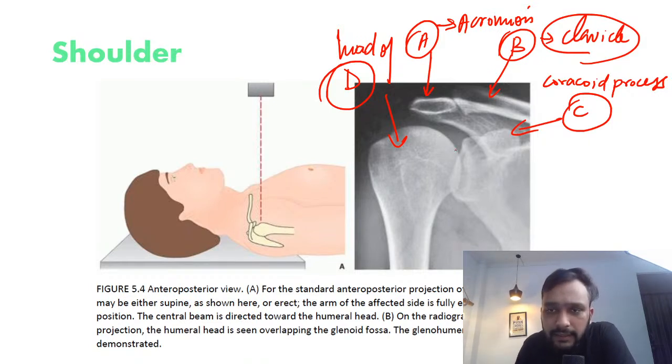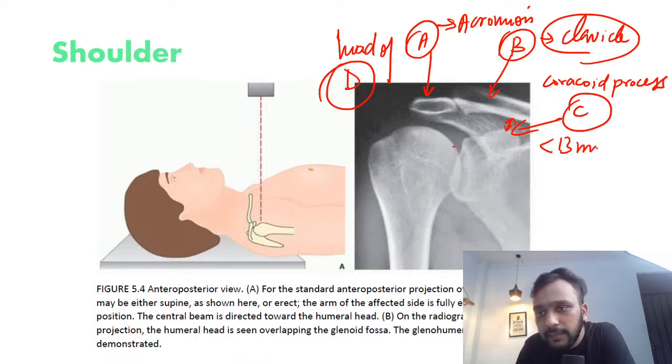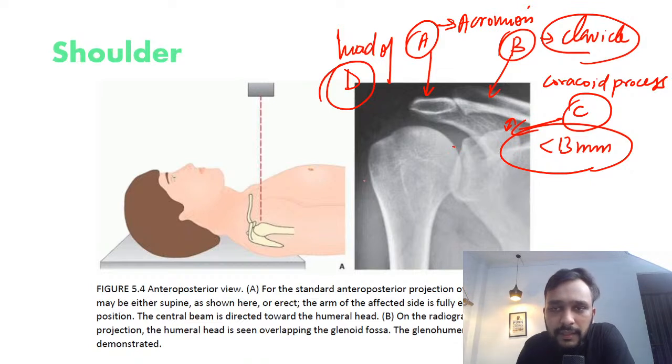Right? And the joint between the head of the humerus and your scapula is your glenohumeral joint space, which is not very well visualized in this AP view, okay? And this is your normal coracohumeral distance, which is normally less than 13 mm. And this is your acromioclavicular joint, okay? So these are all the normal structures that we have to look for on an AP view of the shoulder joint, okay?